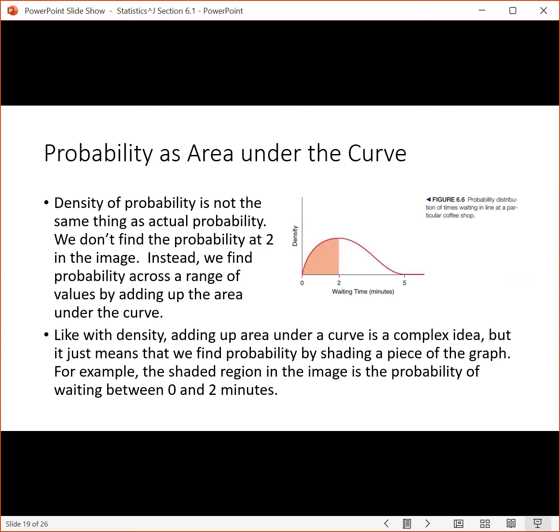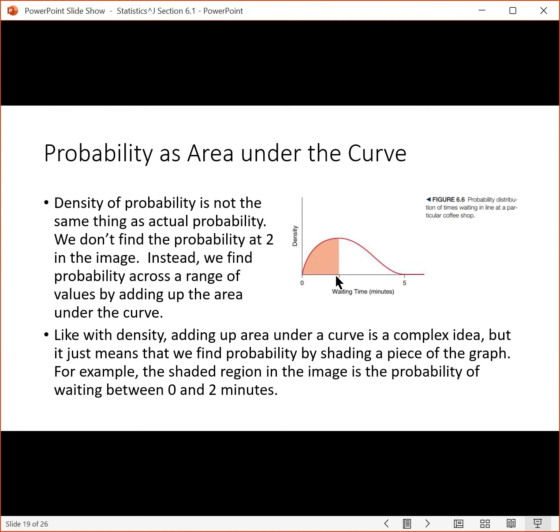Now, the idea of area under the curve, just like the idea of density, is quite complicated. But it just means that we find probability by shading a piece of the graph. All right. So, for example, in this case, we would find the probability of waiting between 0 and 2 minutes by finding the area under the curve between 0 and 2 minutes.